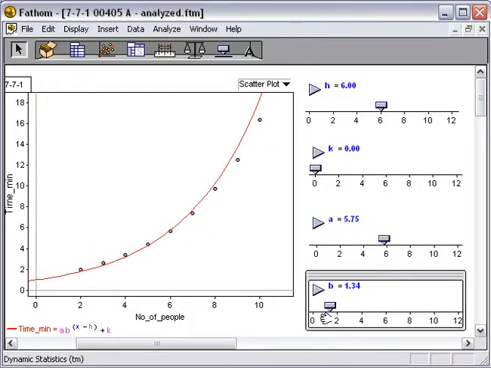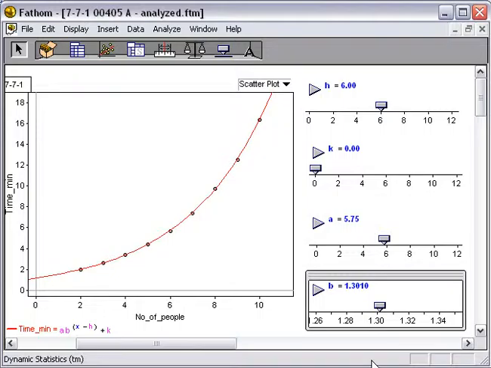Very often you'll need to hold down Control and zoom in so that you have a lot more control at fine-tuning. So there we fit a model.